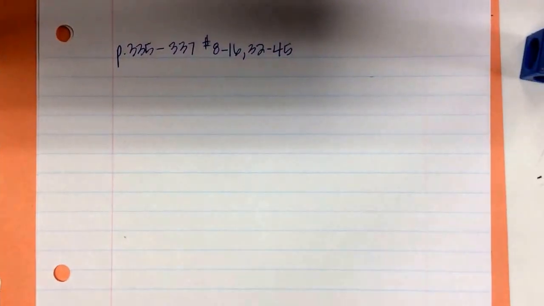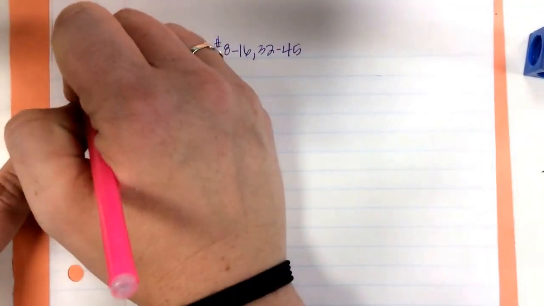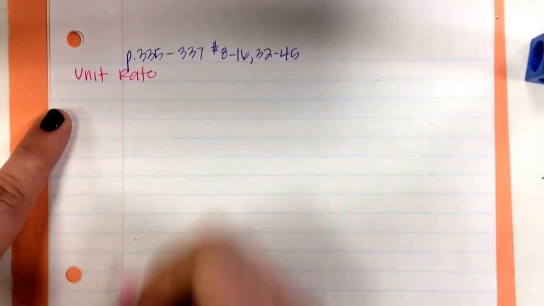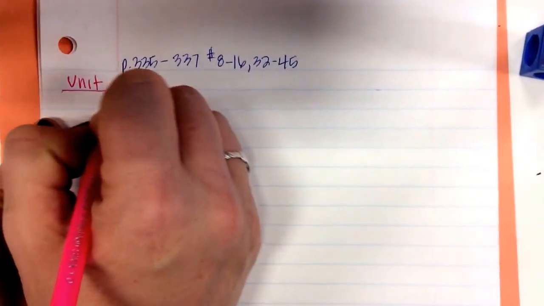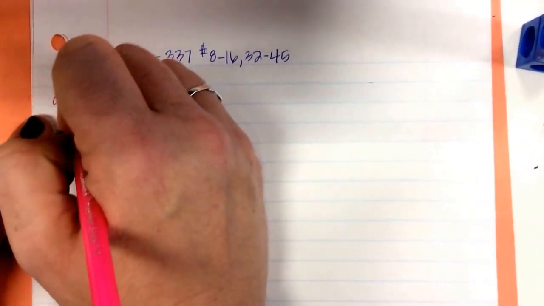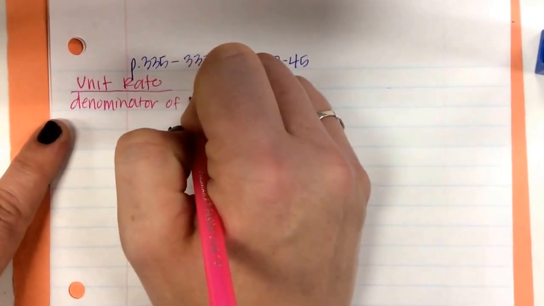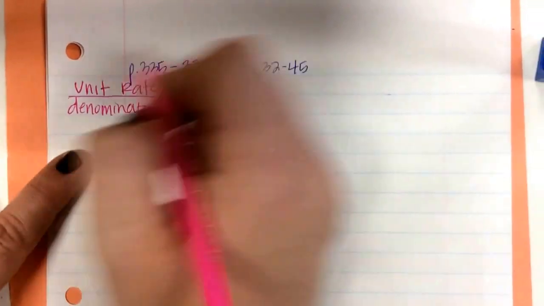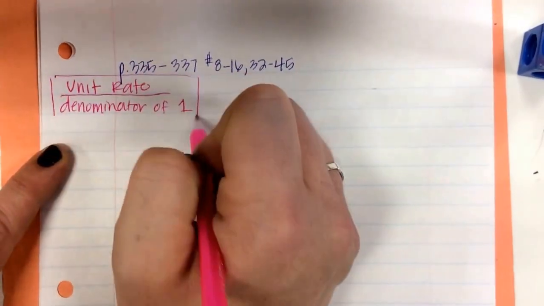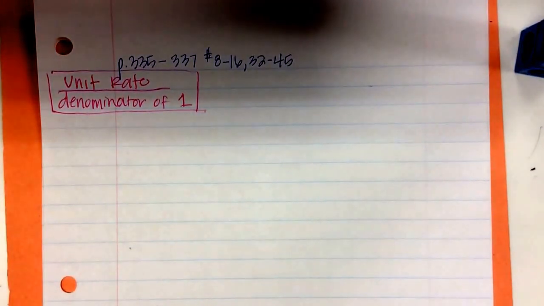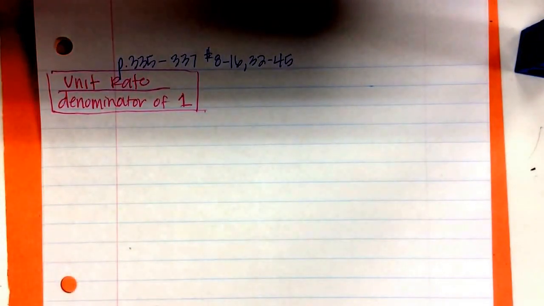First piece of information, ladies and gentlemen, you need to remember that a unit rate has a denominator of 1. That will probably come in handy today. Hint. A unit rate has a denominator of 1.